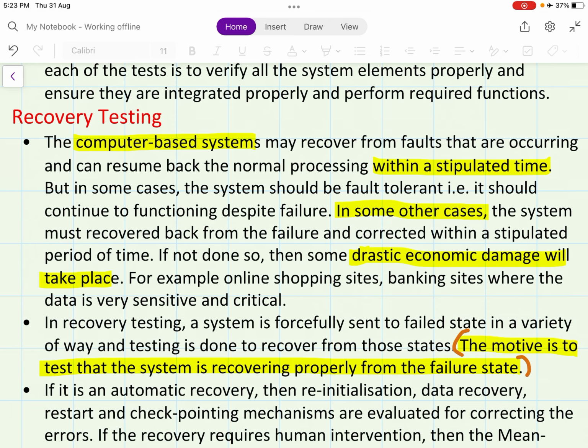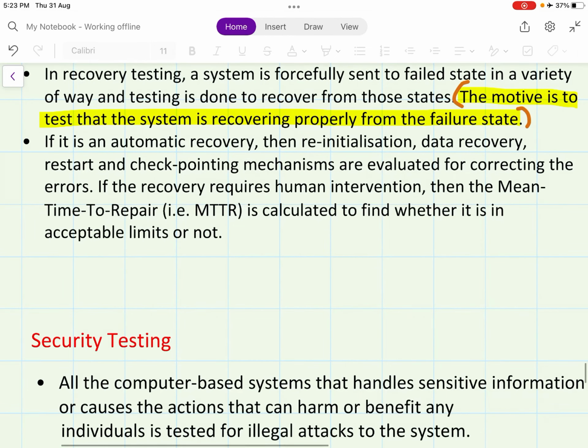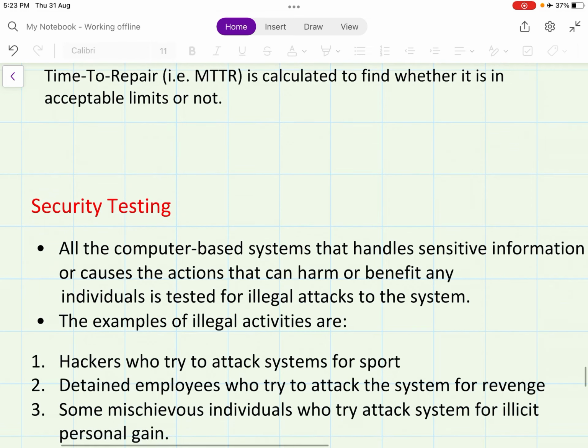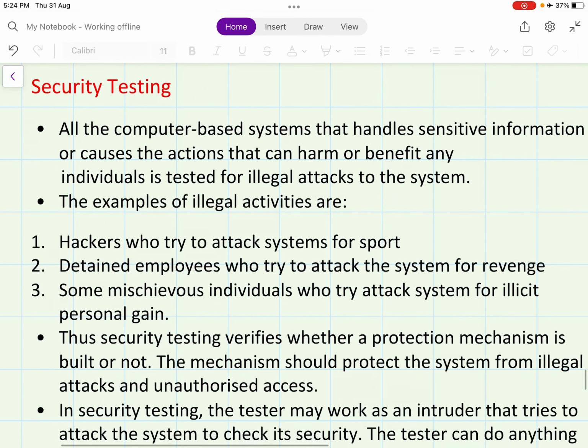Second under system testing was security testing. Why is security testing done? In case of hacking, disgruntled employees attacking the system, or some mischievous individual attacking the system, is the system coming back to normal or not? How is the security of the system? So how is it checked?